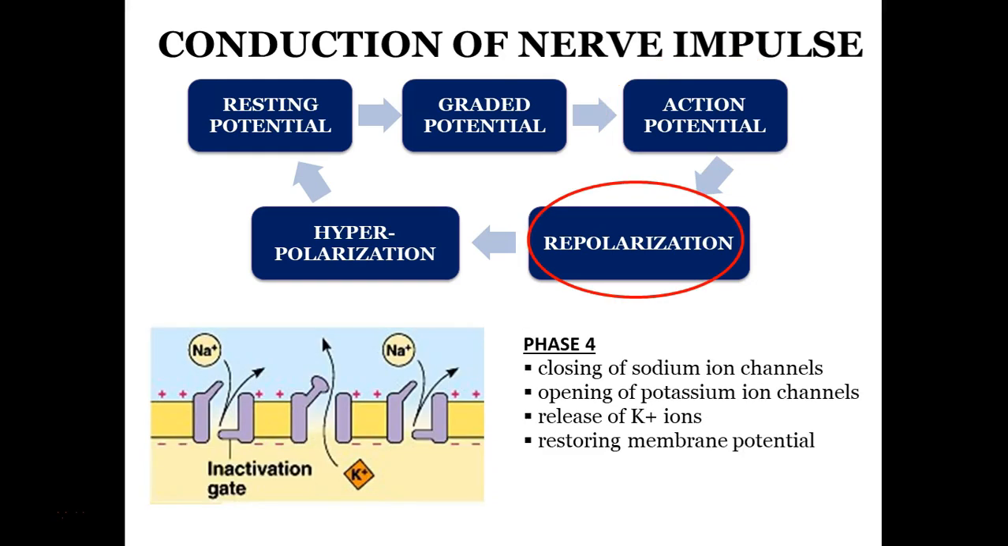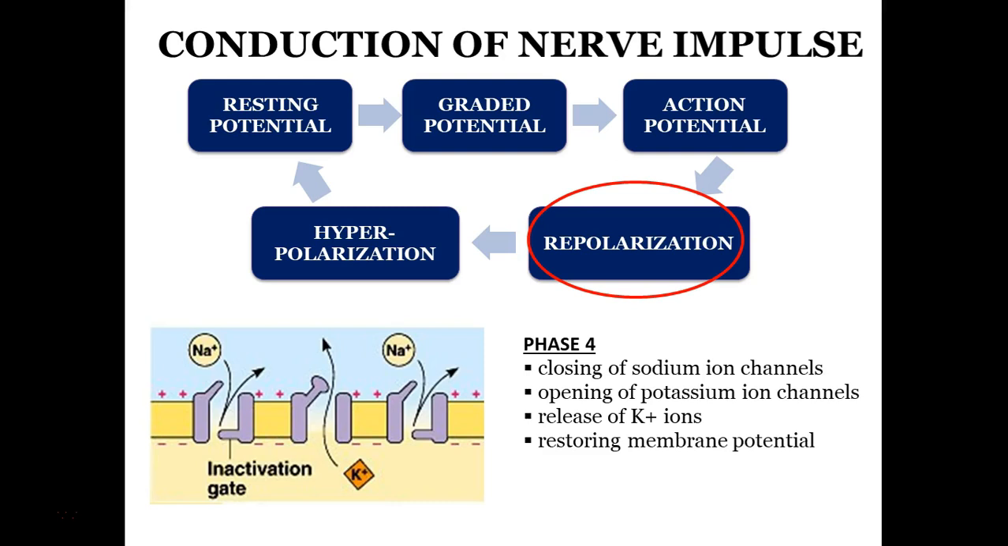Then the next phase is repolarization. In this phase, what is actually happening? The sodium ion channels from where the sodium entered in the previous phase get inactivated. As you can see in the diagram also, the sodium gates, when they allow sodium ions to enter the cell, get inactivated very quickly. They allow entry of sodium ions for a very brief period of time.